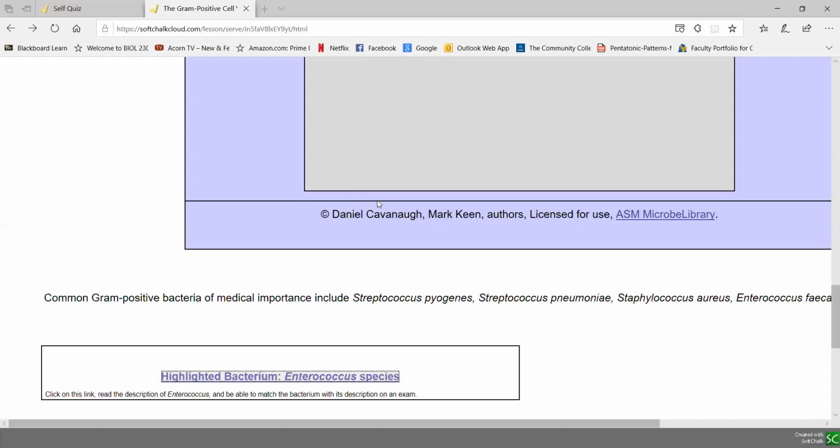So there's a lot of things it causes, but I would give you a list of the types of infections it causes, which is basically a result of fecal bacteria getting where they shouldn't be in the body. So given that description, you'd match that up with the genus Enterococcus.